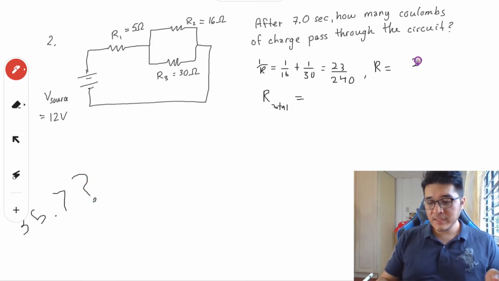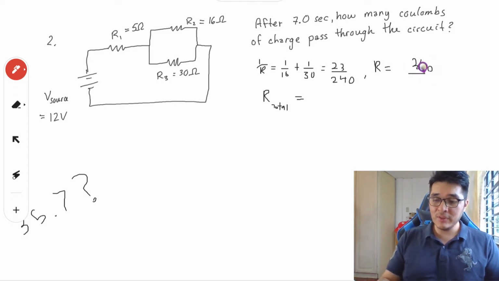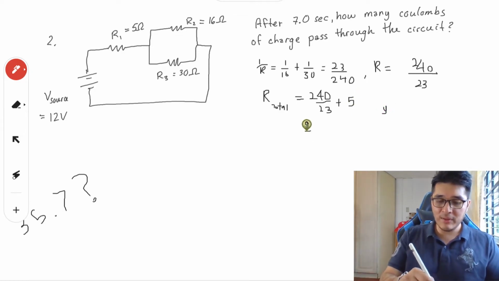So the question is asking you, after 7 seconds, how many coulombs of charge pass through the circuit? So very similar to before. I equals charge over the change in time. And since they're asking for coulombs, you're going to look for Q, charge. And they give you the time, so the only thing you need to do is find the current. But to find the current, you're going to have to use Ohm's law, like you were saying before.